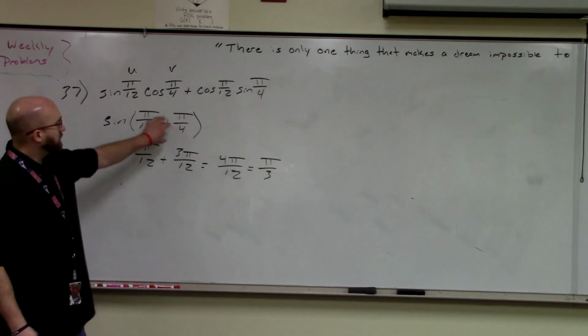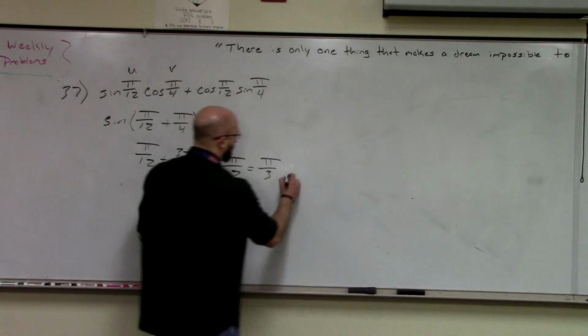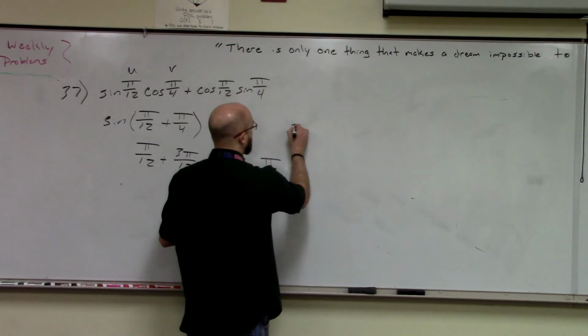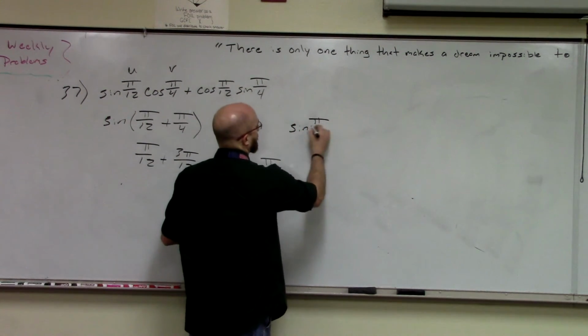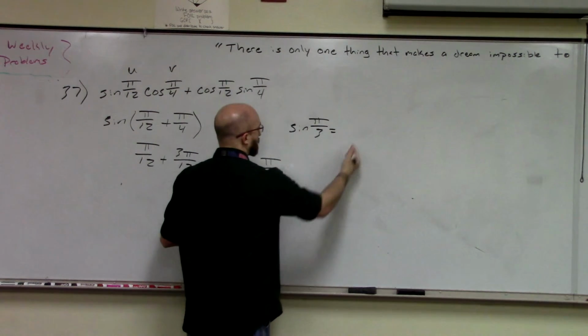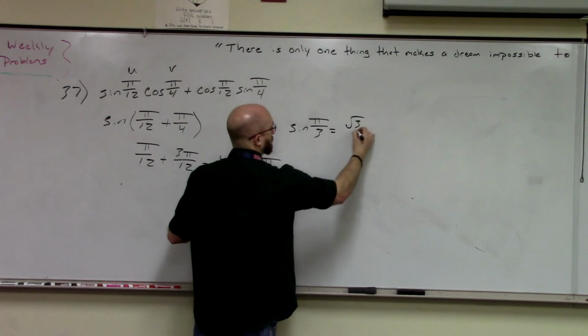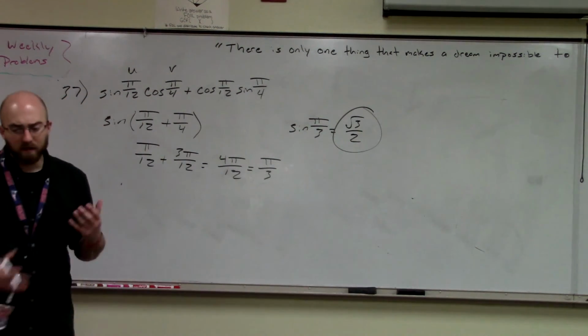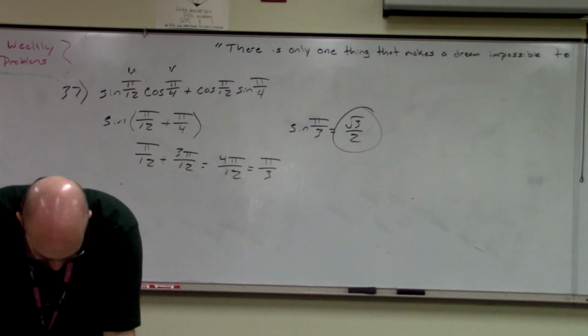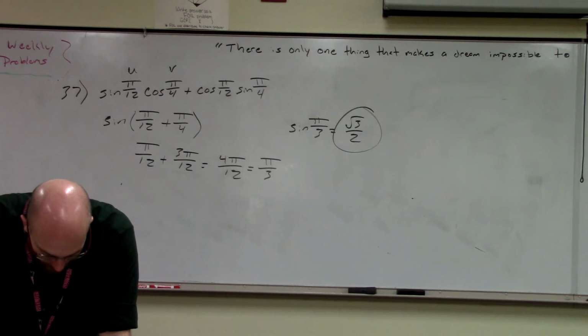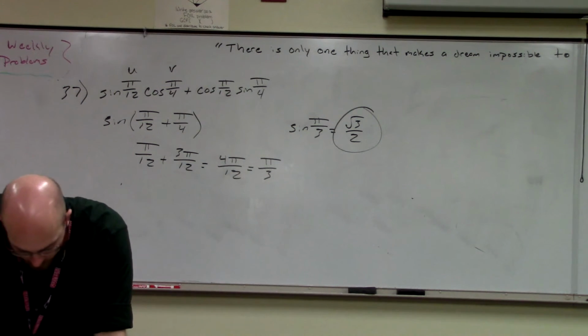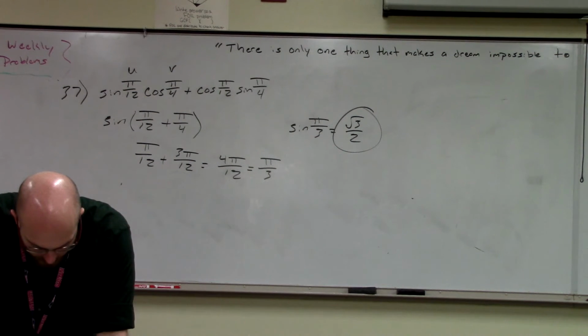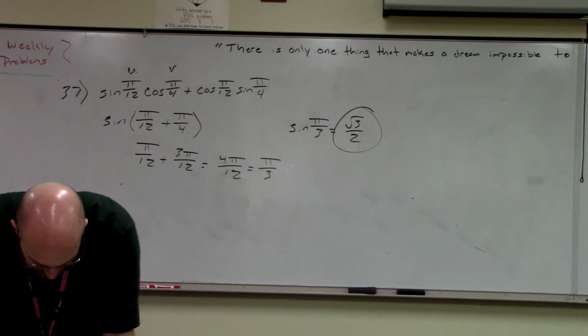So therefore this all equals pi over 3, so we plug that in, sine pi over 3 equals square root of 3 over 2. So kind of go backwards with that kind of problem. And I got one more example to show you guys.